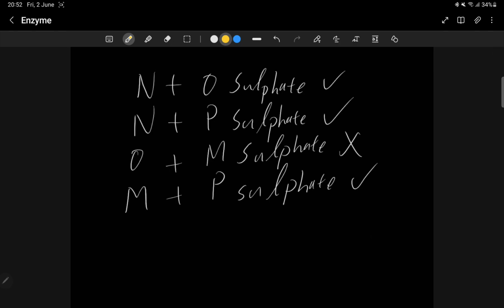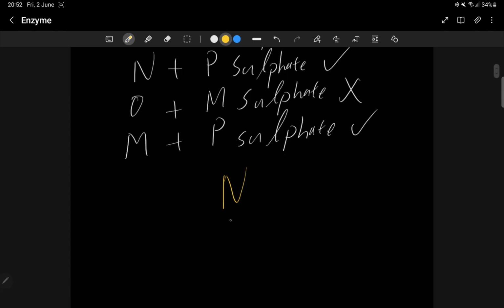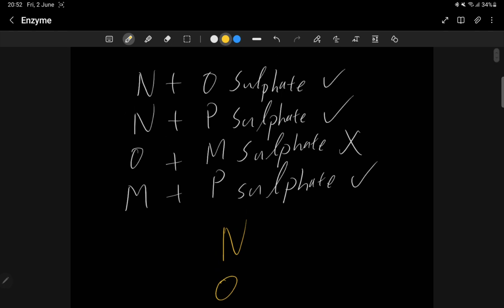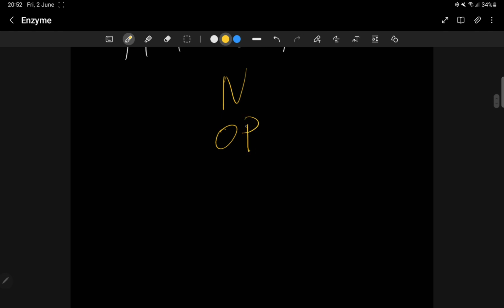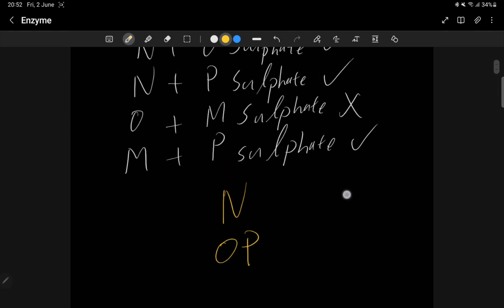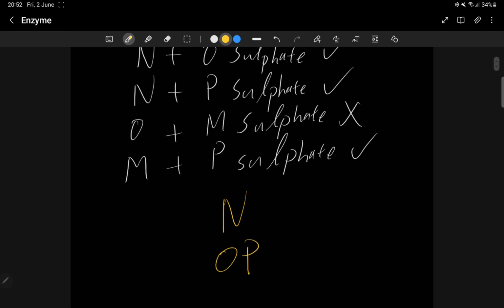N plus O sulfate, right? O sulfate, that would be your salt, your metal plus a non-metal. The non-metal is your sulfate. So this says that N plus O sulfate has a reaction. So we know that N is more reactive than O. And you have N plus P sulfate also causes a reaction. So you know that N is also more reactive than P. We don't know which one of O and P is more reactive, but for now this is what we know. We know that N is more reactive than O and N is more reactive than P.